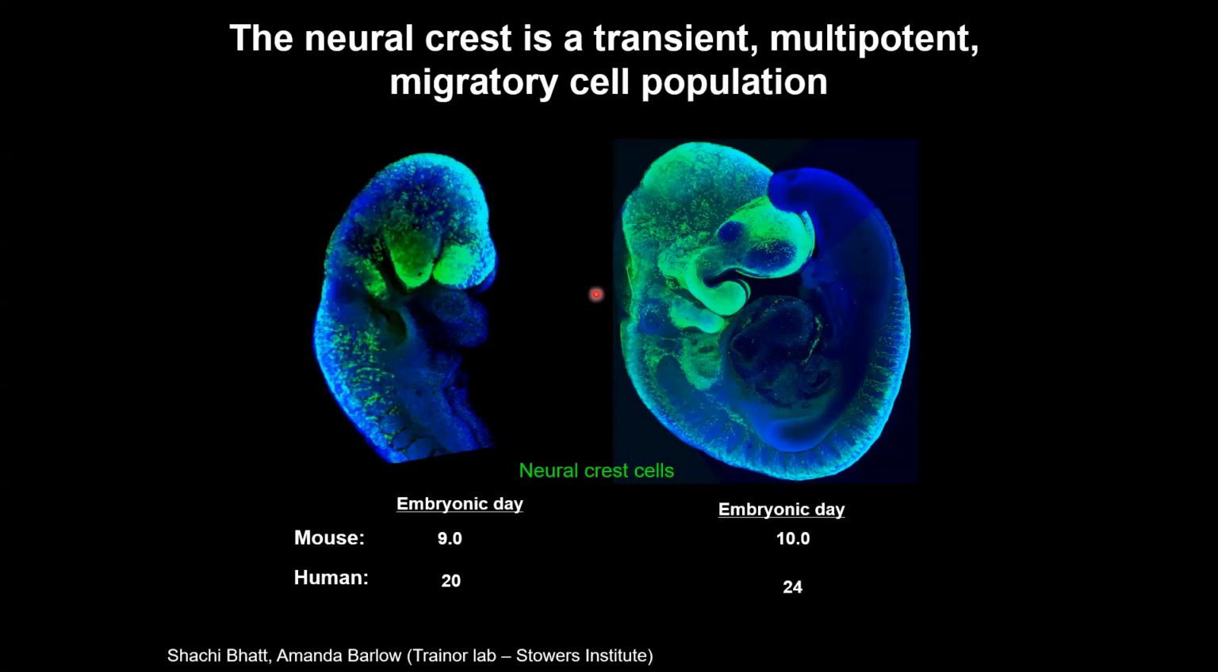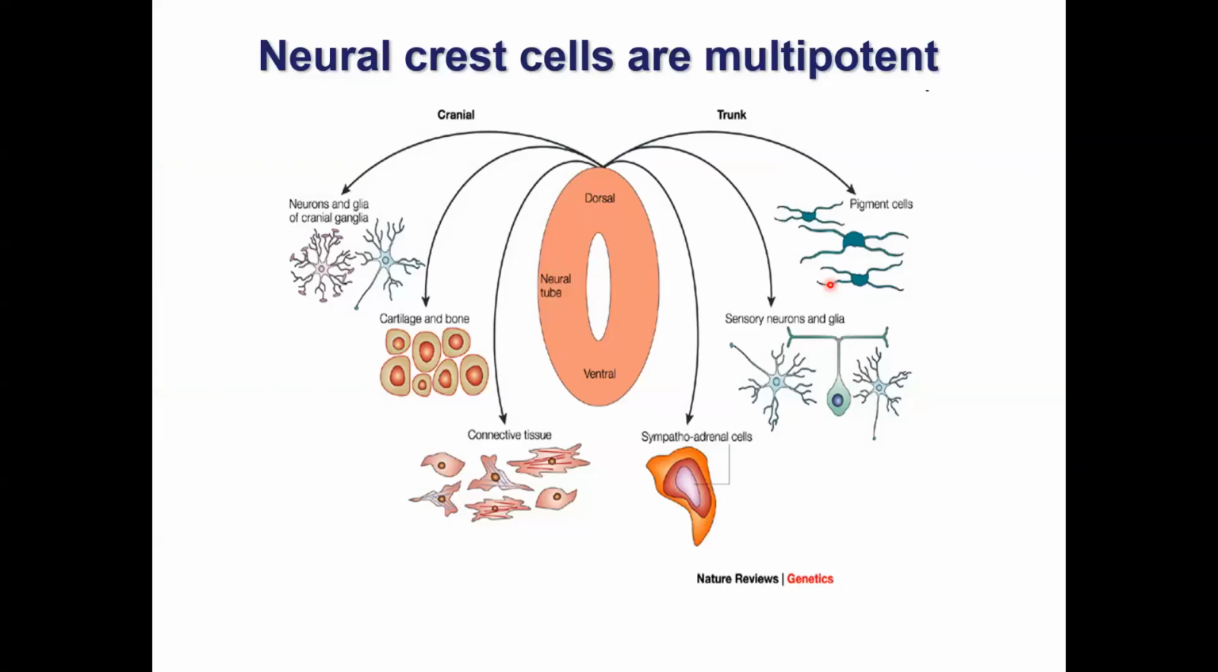Here you can see better that all these neural crest cells came from the dorsal part right here, and they migrated all around the embryo. You can see there's extensive migration in this craniofacial area, and this is because it will make most of the craniofacial bone and cartilage.